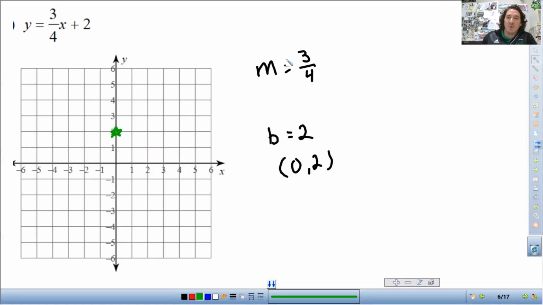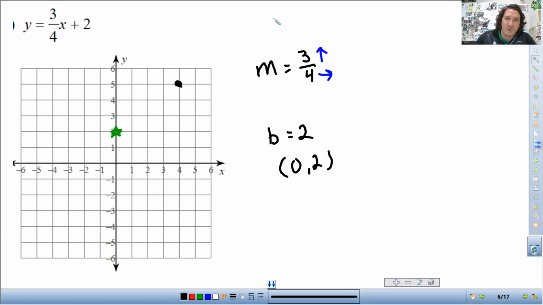Next, I'm going to move according to the slope here. So 3 over 4, remember this is rise over run. So I'm going to go from the starting point, count up 3, right 4, and then put a point. So from here up 3: 1, 2, 3, right 4: 1, 2, 3, 4, put a point. Two points is what Delta Math is going to require you to do to create your line. If we were in person, I'd have you do 3 points.